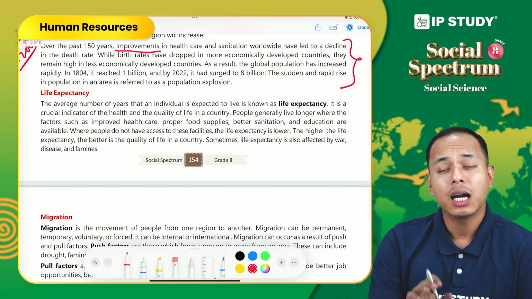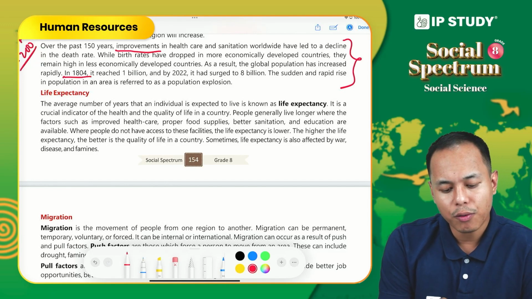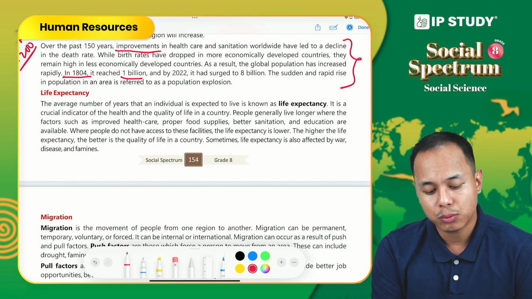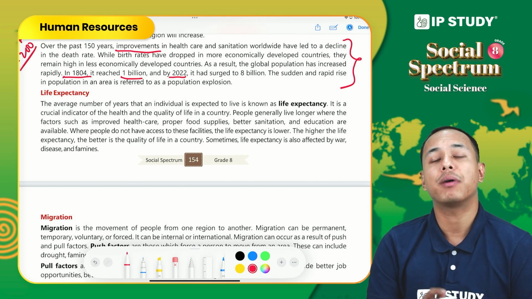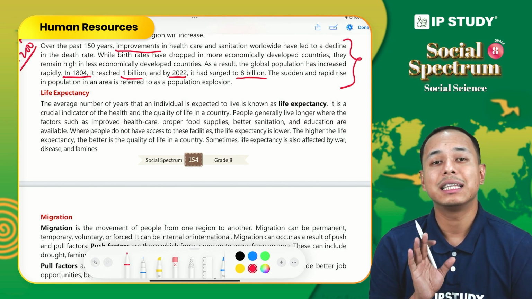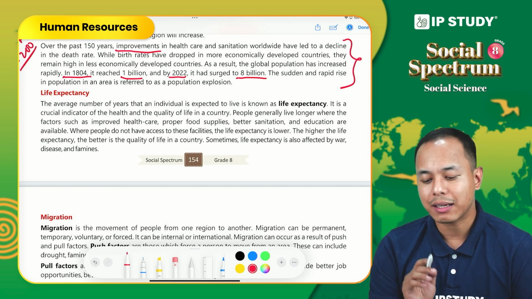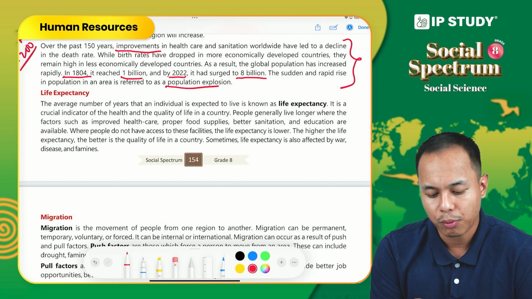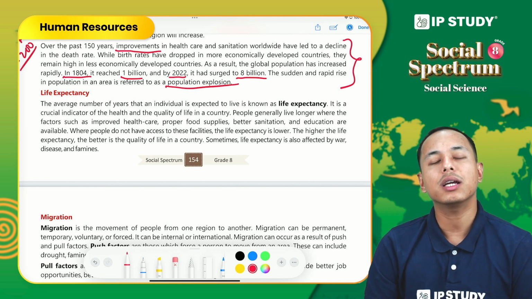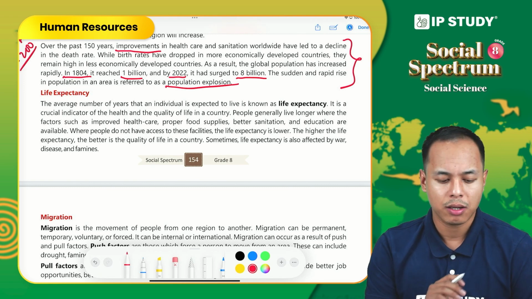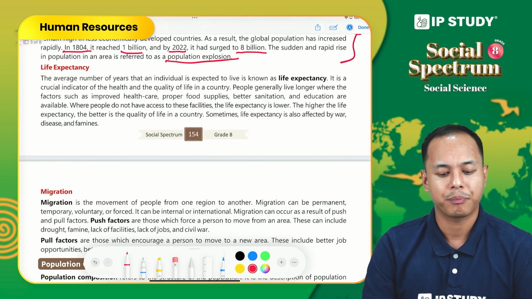So let us see some data. In 1804, population reached 1 billion, and by 2022, it passed 8 billion. So we can see the growth of population, and this rapid and sudden increase in the population is called population explosion. The population explosion refers to the sudden and rapid increase in the population in an area.